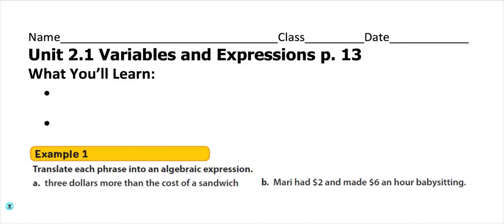So we're going to start Unit 2. This is going to be our algebra unit and we're going to take a look today at Unit 2.1 Variables and Expressions, and this can be found on page 13 in your textbook. Go ahead and write today's date in for me.